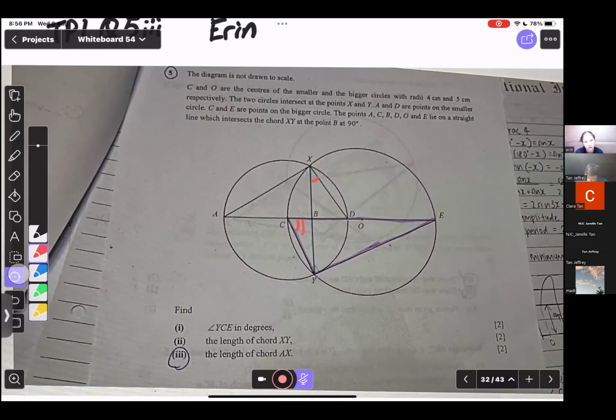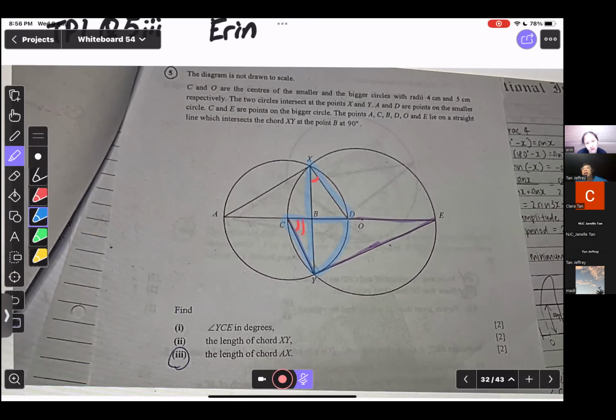Okay, so that means, earlier on, have we proved something? C and O are the centers. Okay, cool. This is the center, so that means this is the diameter. AD is a diameter. So this one, angle at center is 2 times angle at circumference.